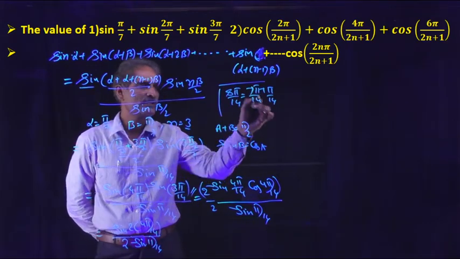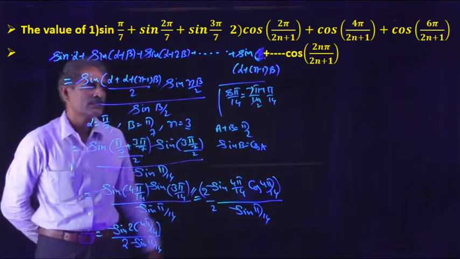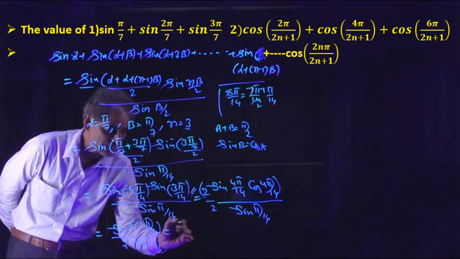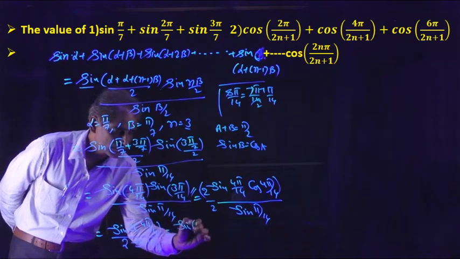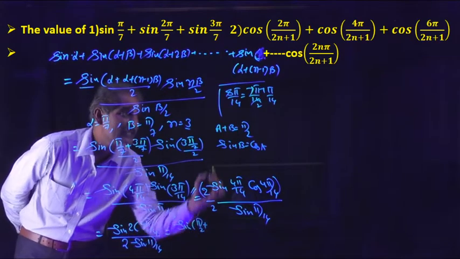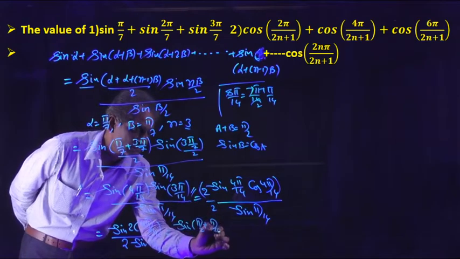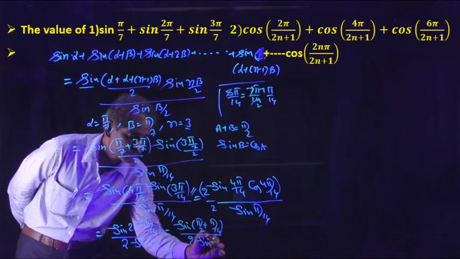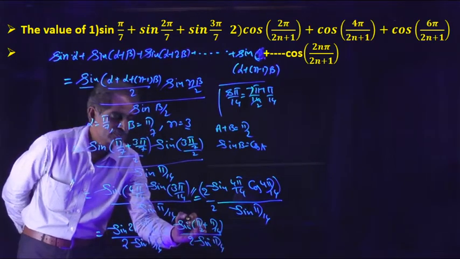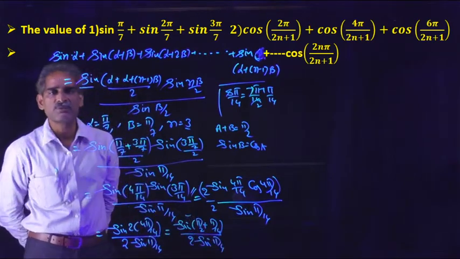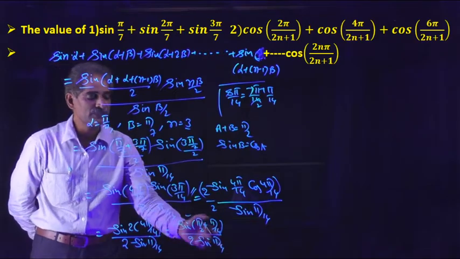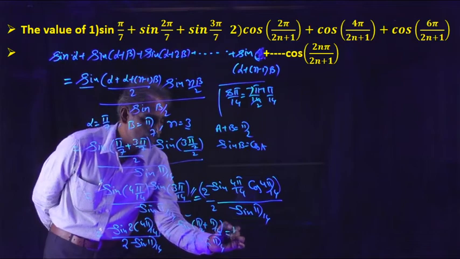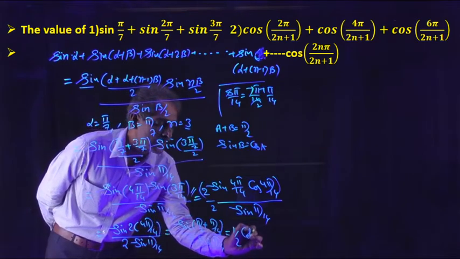So here we will get pi by 2 plus theta. Pi by 2 plus theta, that means directly you can write sin of pi by 2 plus theta means pi by 14, so whole divided by 2 sin pi by 14. This is nothing but cos pi by 14 divided by sin pi by 14, cot pi by 14. That is equal to 1 by 2 cot pi by 14.